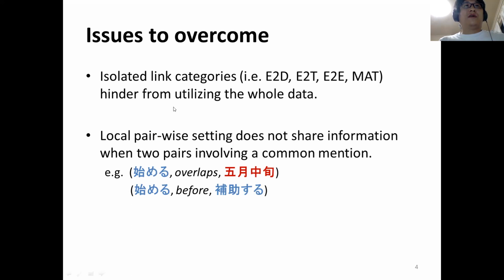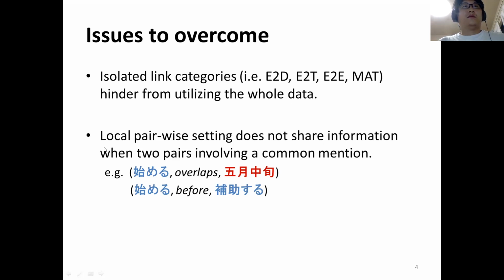So we find two existing issues in this task. The first is, as we mentioned, we have four T-link categories, E to D and E to T and E to E and MET. So each category requires their independent features or attributes to construct the classifiers. So in the traditional setting, four categories had their own classifiers, which hinder from utilize all the data.